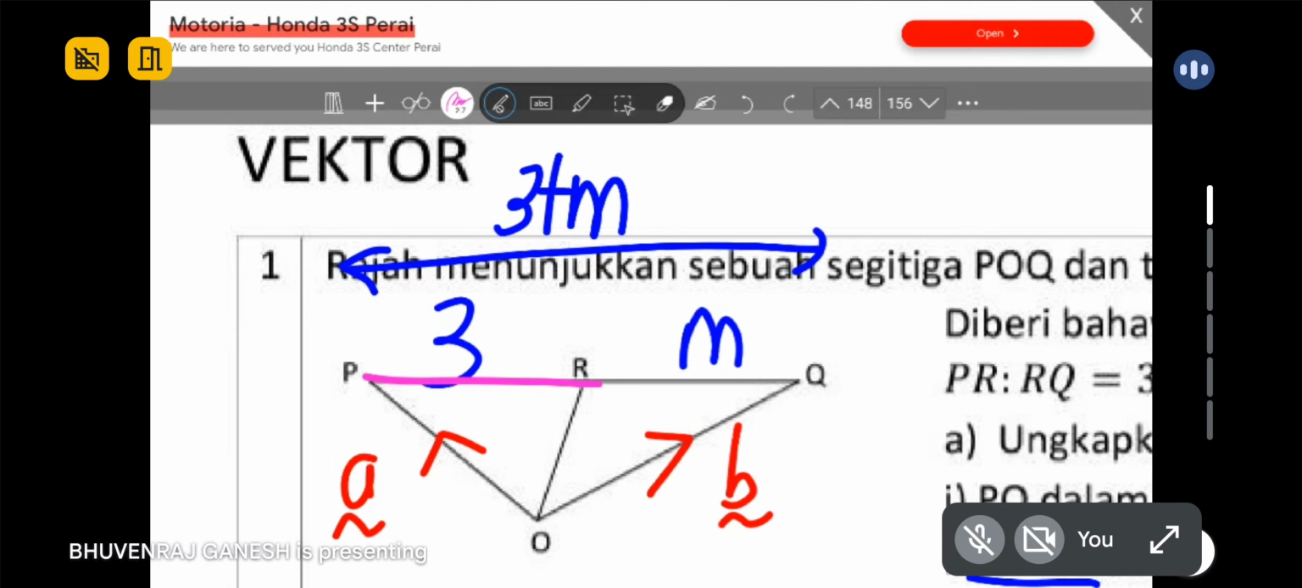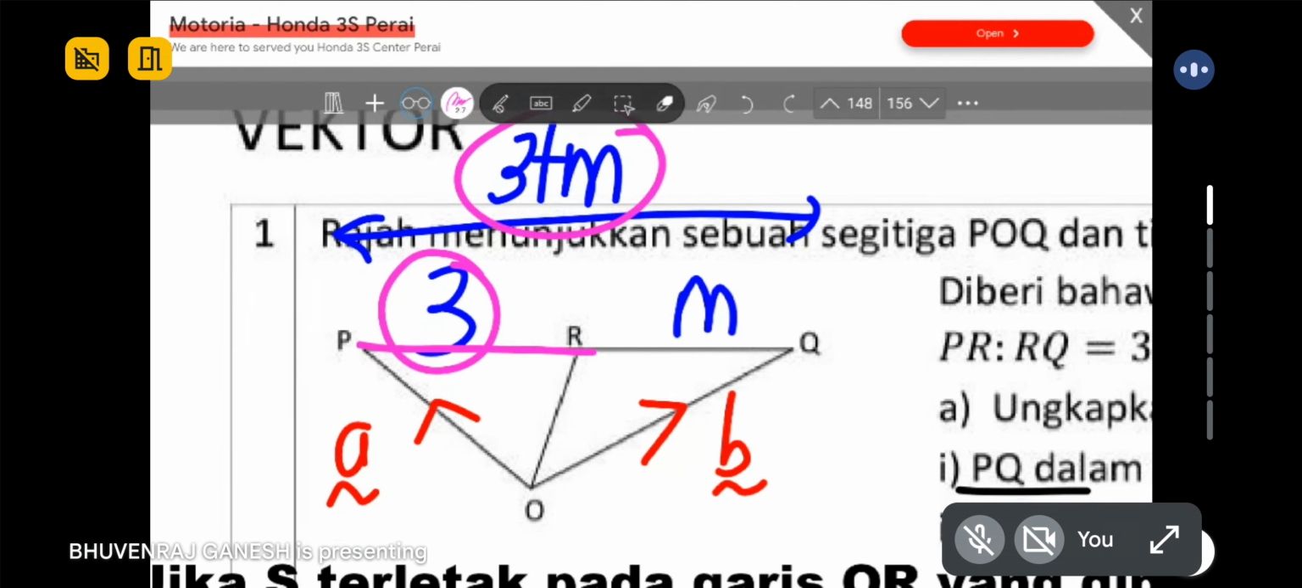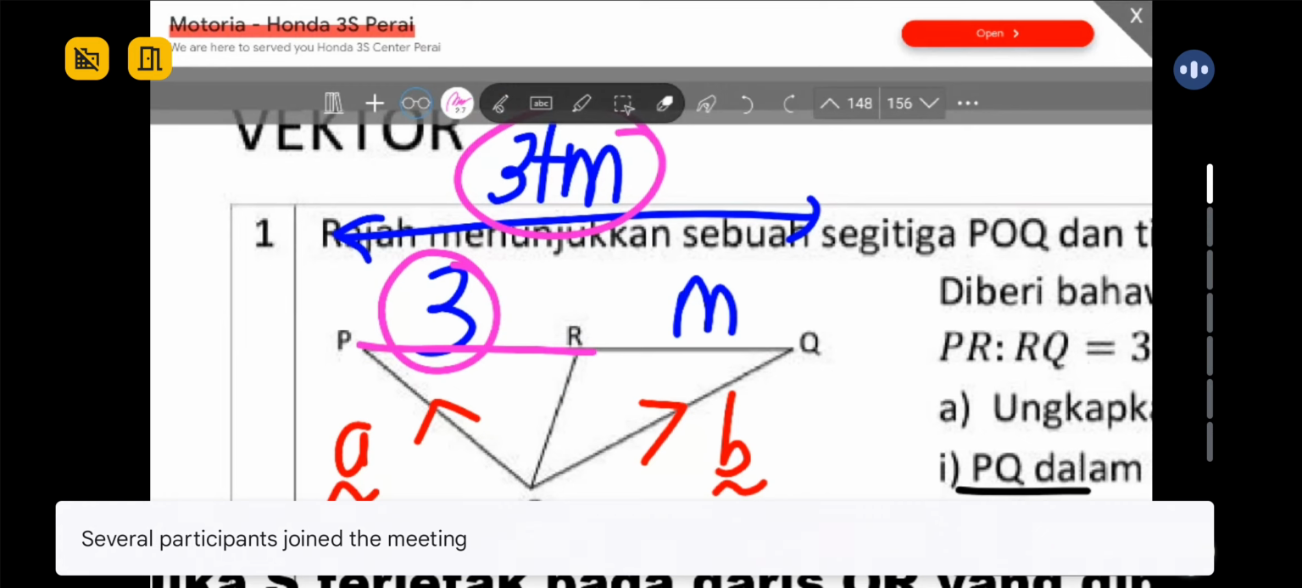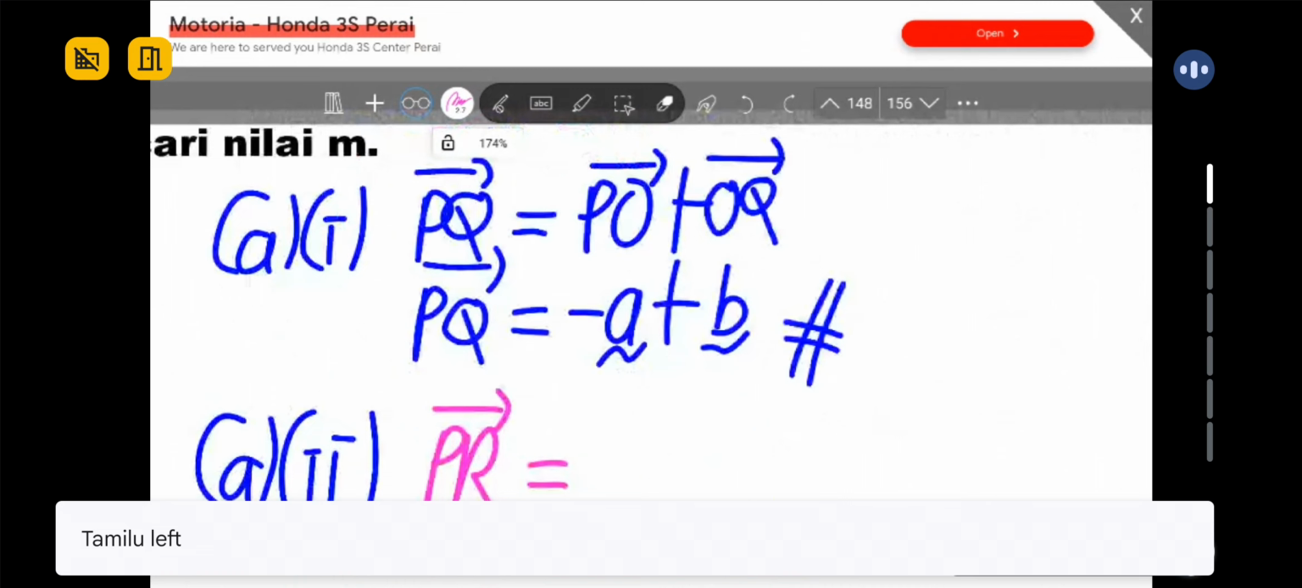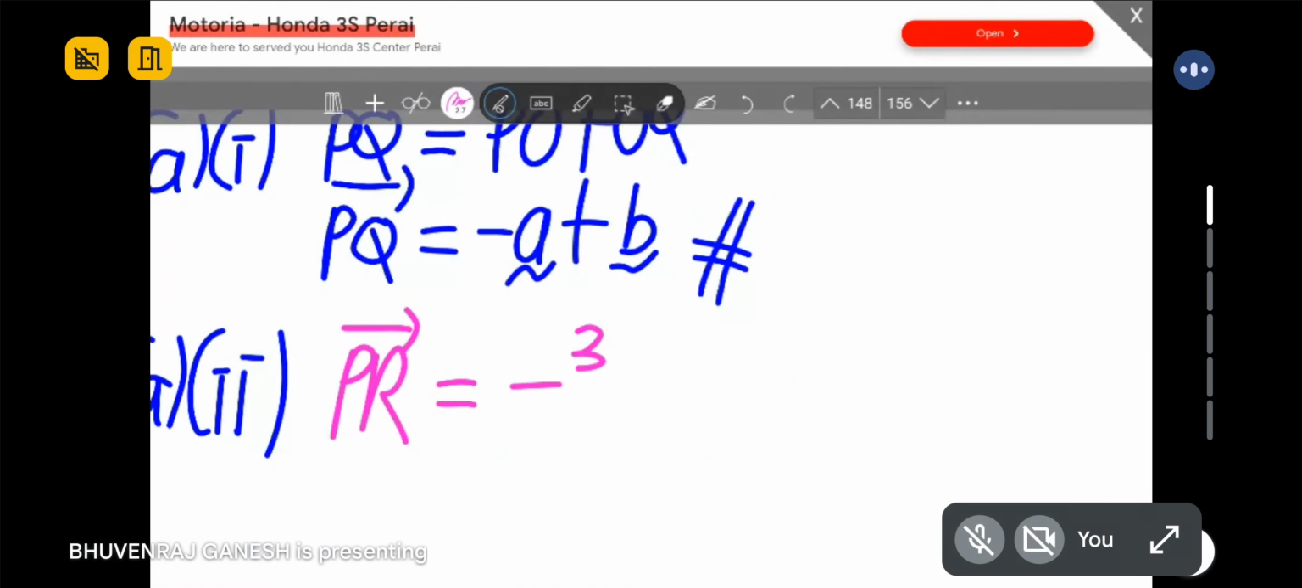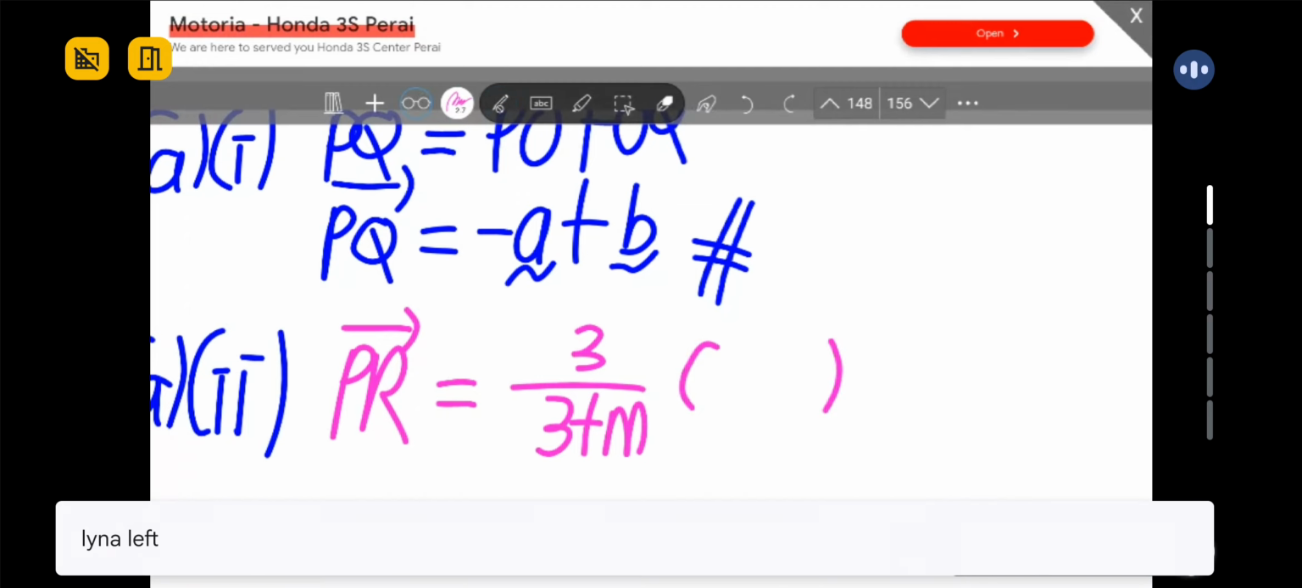Correct. You guys must see it like this: PR is 3 parts. So you take 3, divide by the total. It's always like that, guys. You must take the ratio that you want, divide by the total. Always divide by the total. Remember, guys. So it's actually 3 over 3 plus M times what, guys?